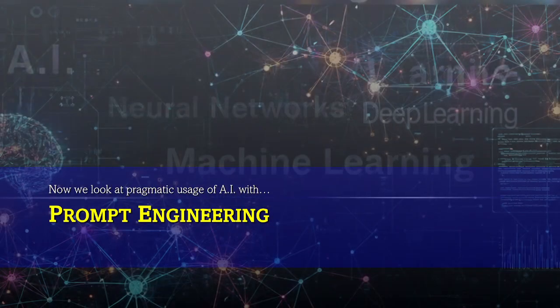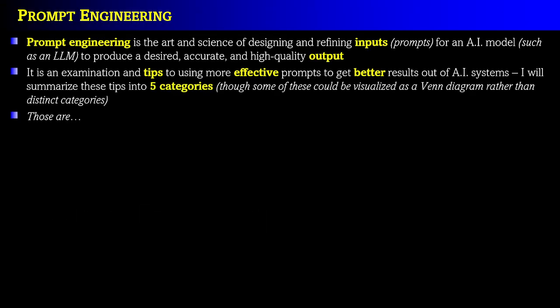All right, so prompt engineering is a very pragmatic usage of artificial intelligence, or AI, and it's really an art and a science of designing and refining inputs, or prompts, for an AI model, such as a large language model like ChatGPT or Gemini, to produce a desired, accurate, and high quality output. In other words, using AI to get more accurate results of what you really wanted. It is an examination and some tips on using more effective prompts to get better results out of AI systems.